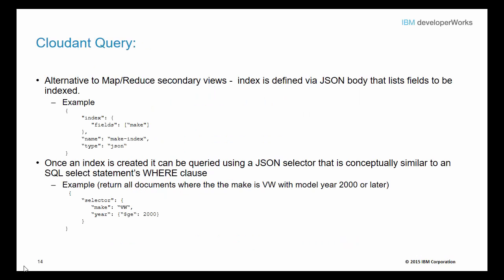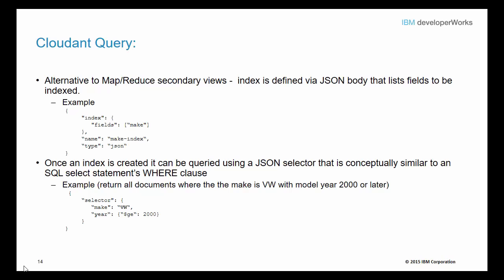Now let's look at Cloudant Query. As we mentioned earlier, Cloudant Query is an alternative to MapReduce secondary views. There are indexes that are defined via JSON code as a list of fields to be indexed, as opposed to actual JavaScript code, which is the case in MapReduce secondary views. Here's an example of an index on the make field in our cars database. So as part of the index definition, we list the field. In this case, again, it's make. We give the index a name, which is called a make index, and we indicate which type it is. In this case, it is type JSON. And in the next slide, we'll talk about the different types of indexes available to support Cloudant Query.